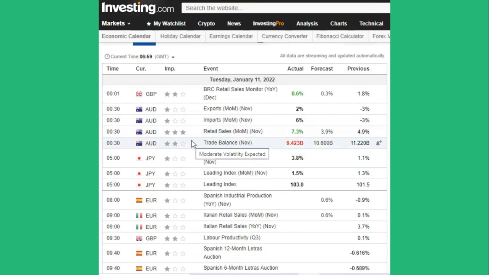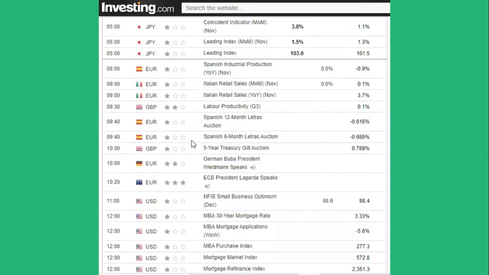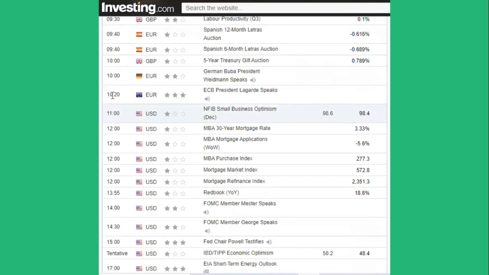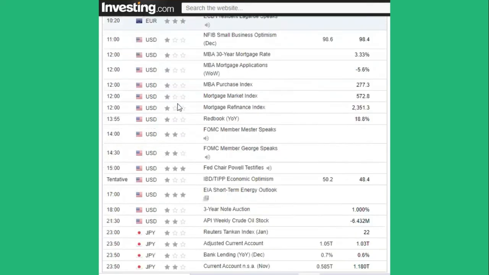The news we're interested in today is, first of all, this one. So at 10:20 GMT, the head of the European Central Bank, Lagarde, is speaking. When she speaks, she can really move the euro. So we must be aware of this if we're in any euro trade.